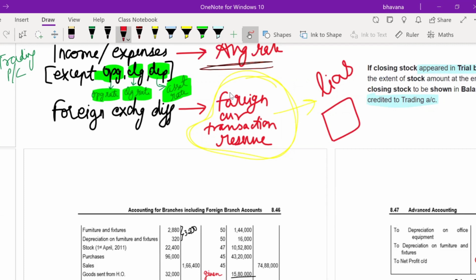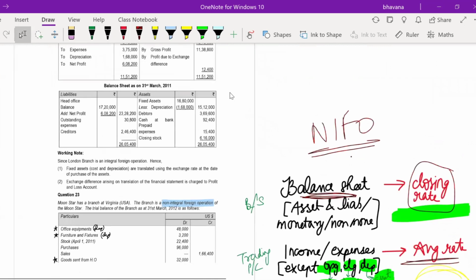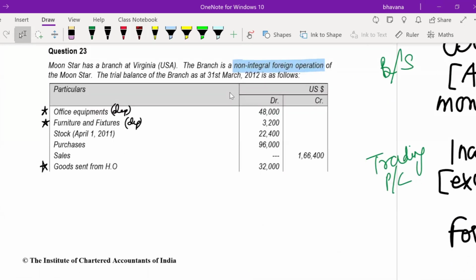Can we start with a question? I hope there are no doubts. Let's start with a question. It is simple, nothing to stress about here.